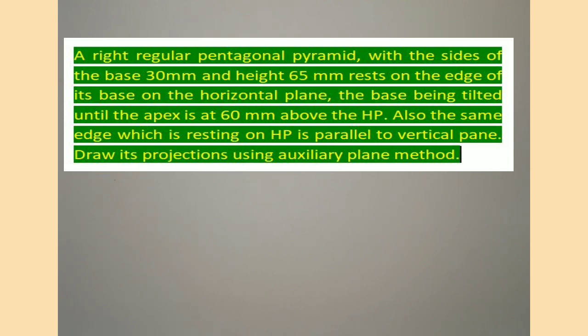Also, the same edge which is resting on HP is parallel to the vertical plane. Draw its projections using the auxiliary plane method. Here we have a pentagonal pyramid of base 30 mm and height 65 mm. It is resting on HP on one of its base edges, and that base edge is parallel to VP. Also, the apex of the pyramid is 60 mm above HP.